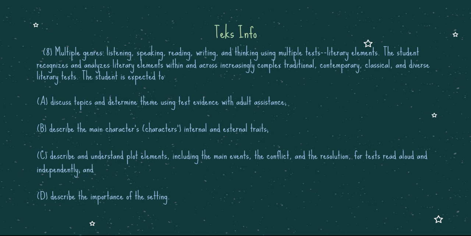literary texts. The student is expected to discuss topics and determine theme using text evidence with adult assistance, describe the main characters, internal and external traits, describe and understand plot elements, including the main event, the conflict, the resolution for text read out loud and independently, and describe the importance of the setting.